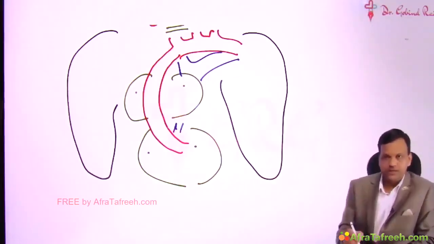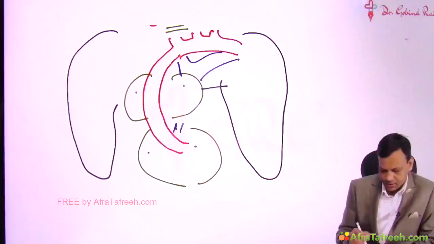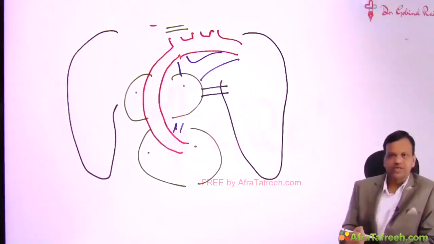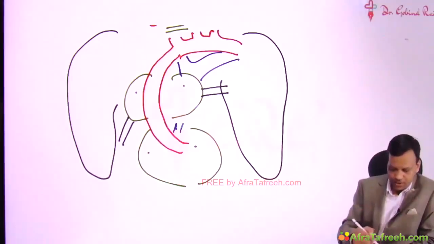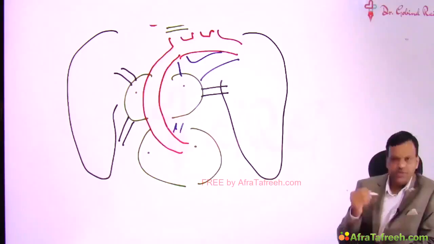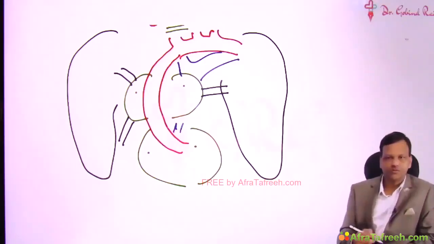Now from the lungs, the blood will reach the left atrium. From there it will reach the left ventricle. Again it is pumped all over the body. Superior and inferior vena cava bring the blood into the right atrium. So the circulation we all know.